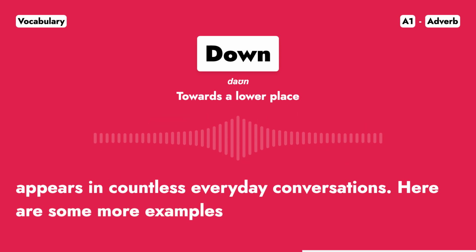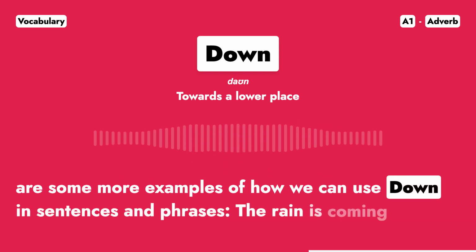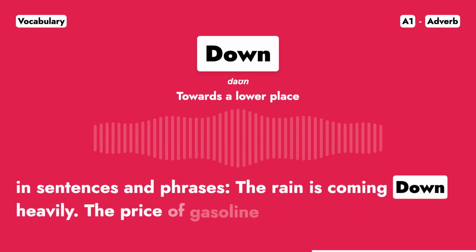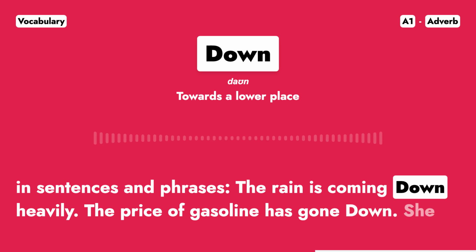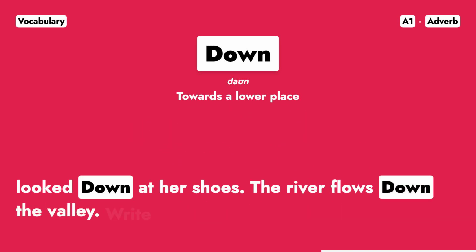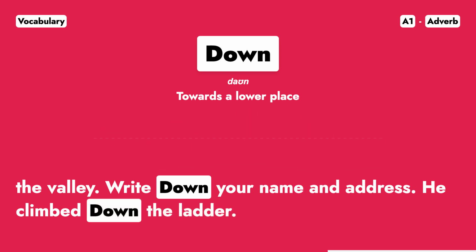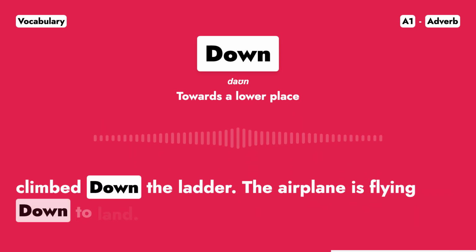Here are some more examples of how we can use down in sentences and phrases. The rain is coming down heavily. The price of gasoline has gone down. She looked down at her shoes. The river flows down the valley. Write down your name and address. He climbed down the ladder. The airplane is flying down to land.